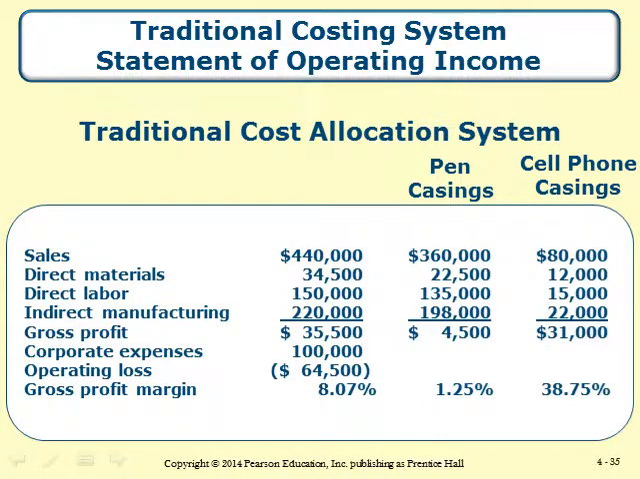Out to the right, we see these amounts broken down based on different products, such as pen casings or cell phone casings, right? The traditional costing system traces the direct materials and direct labor costs to these products. And we also note that the three types of costs include direct, indirect, and unallocated.